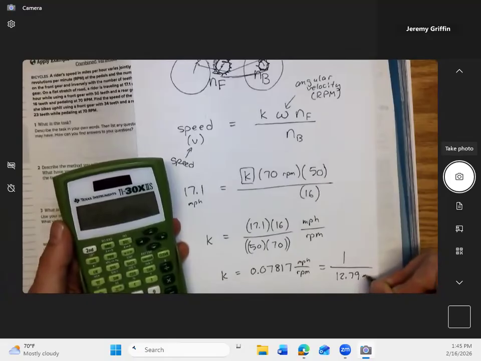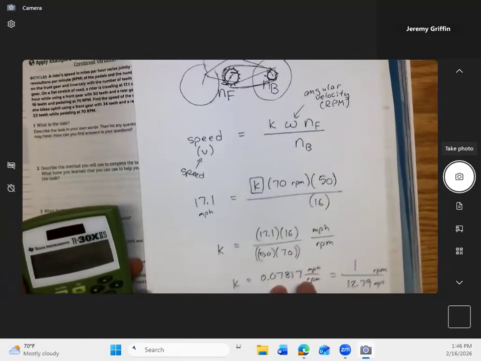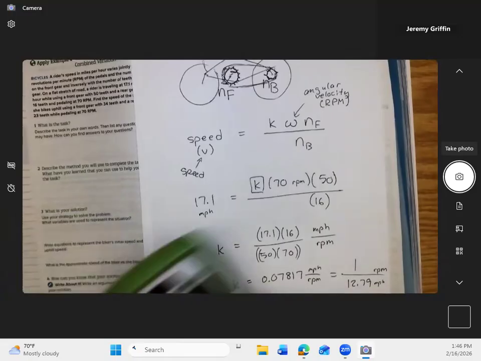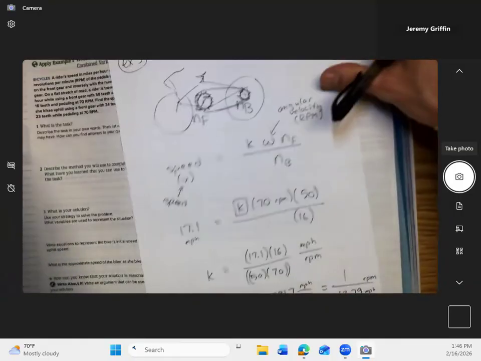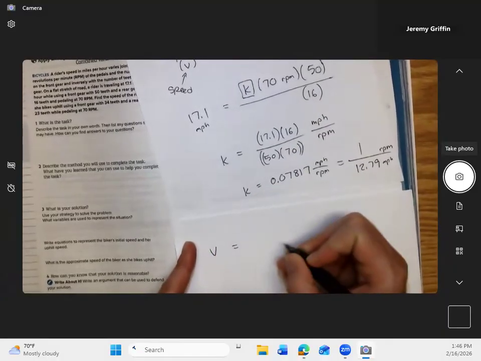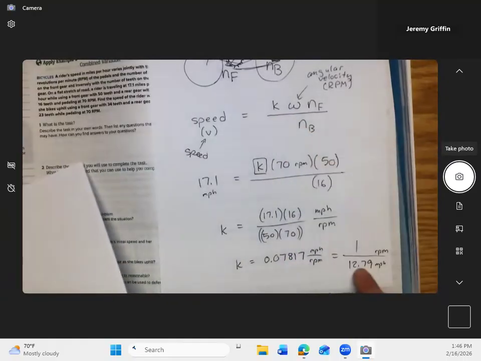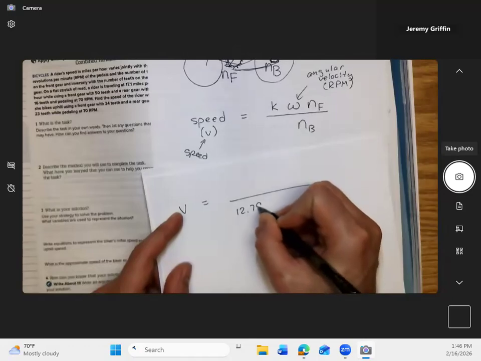And then again, miles per hour, revolutions per minute, these weird units. So you could have either value of K, this value in the numerator or this value in the denominator, right? Either way. Now I'm going to rewrite the speed equation, now that we know this K value. Speed V, velocity, equals... since K could be 1 over 12.79, I'll just put the 12.79 down here.